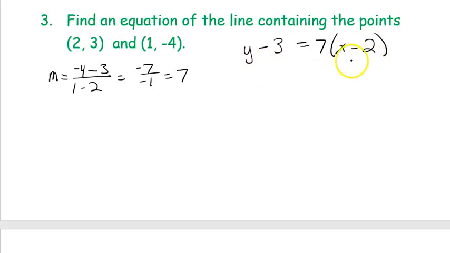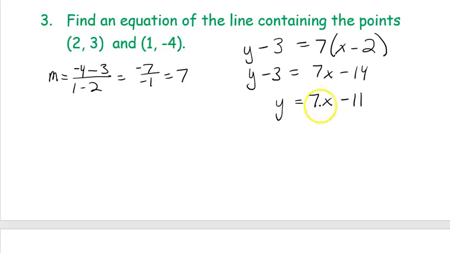And then, again, you can leave it like this, or you can go to y = mx + b form to help you out. So I'm going to go ahead and do that and get 7x - 14, and then add the 3, 7x - 11. So I can see what my y-intercept is in this slope-intercept form.